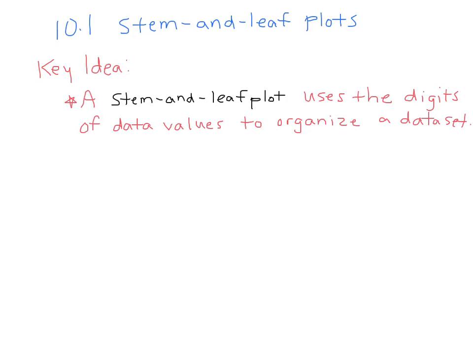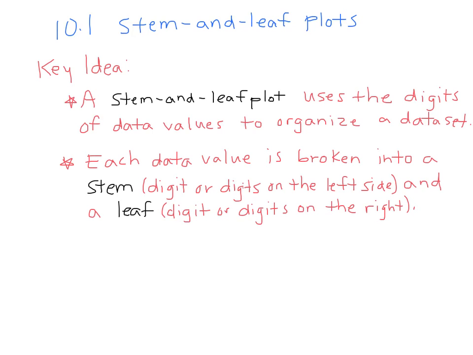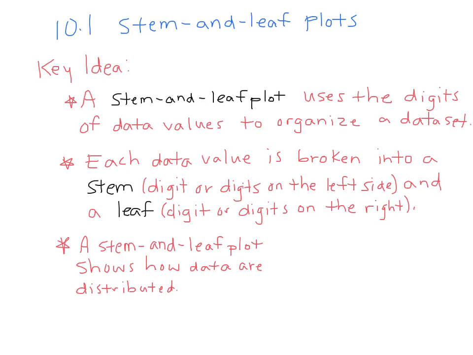To start with 10.1, stem and leaf plots, our key idea is that a stem and leaf plot uses the digits of data values to organize a data set. It's just another way to organize all those data sets we learned from Chapter 9. Each data value is broken into a stem and a leaf. The stem is the digit or digits on the left side, and the leaf is the digit or digits on the right. A stem and leaf plot shows how data are distributed. I'm going to do a quick example over here on the right, and then we'll do one together.